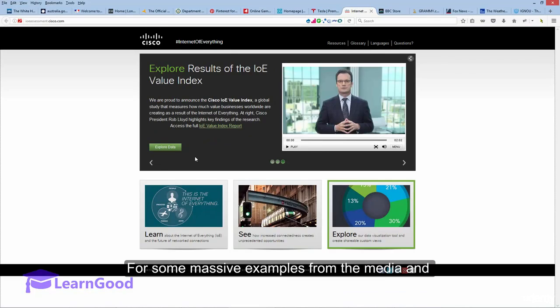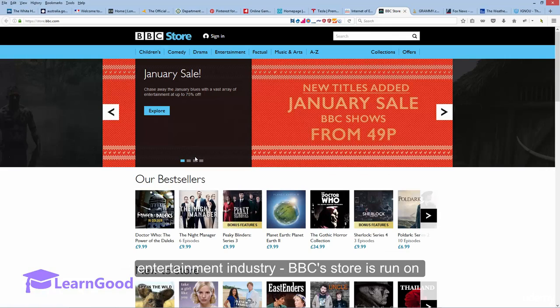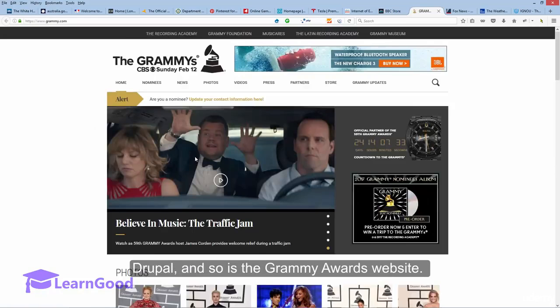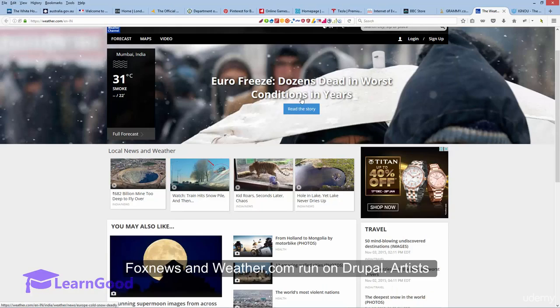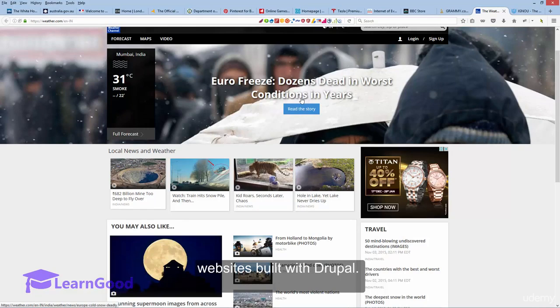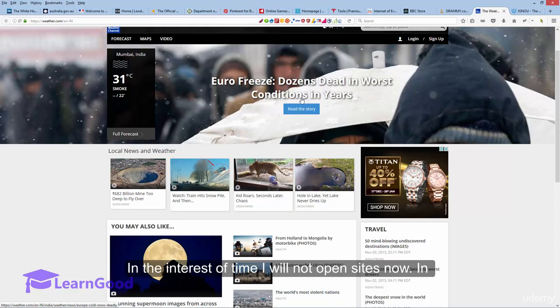And now for some massive examples from the media and entertainment industry. BBC's store is run on Drupal, and so is the Grammy Awards website. Weather.com also runs on Drupal. Major artists like Bruno Mars and Lady Gaga have their official websites built with Drupal. In the interest of time, I will not open sites now.